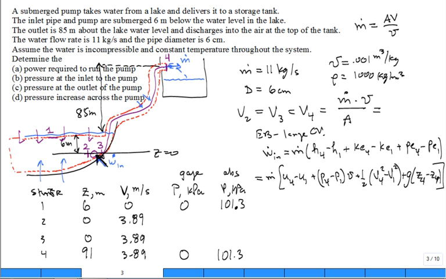Now let's cross some terms. Why is U4 minus U1 0? Constant temperature. It's incompressible. U is a function of temperature only. It's gone, right? All right. Why is P4 minus P1 0?